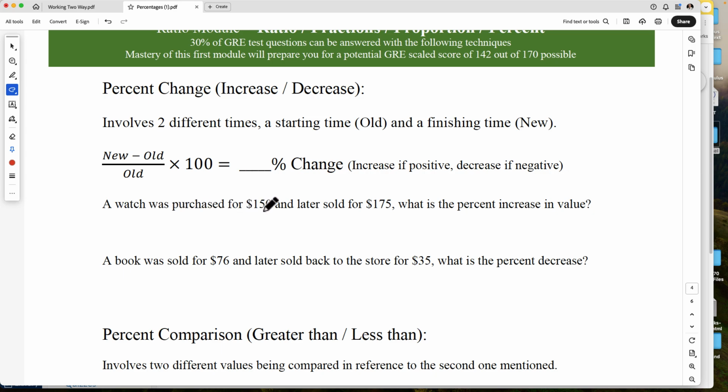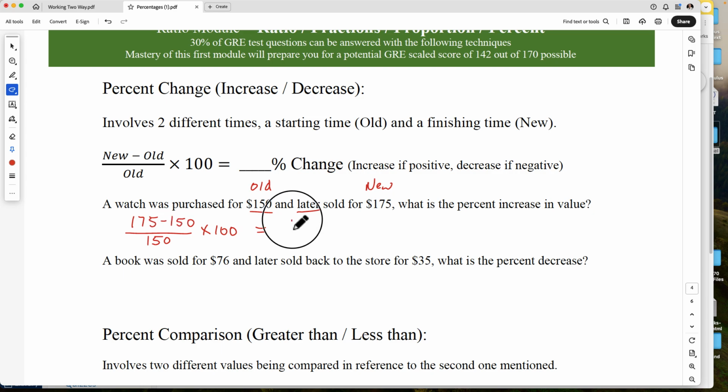A watch was purchased for $150 and later sold for $175. So the hardest part of this sometimes is which one is the new price, which one is the old price? How about the 150? Is that the new or the old? It's the old. So just think in terms of time, that's the original price. That's what we paid, right? So I label it the old. 175 is the new. So just follow through. It's going to be 175 minus 150, divided by 150. It's always in relation to the old. To turn it to a percent, we multiply by 100. So that's the calculation we're going to do.